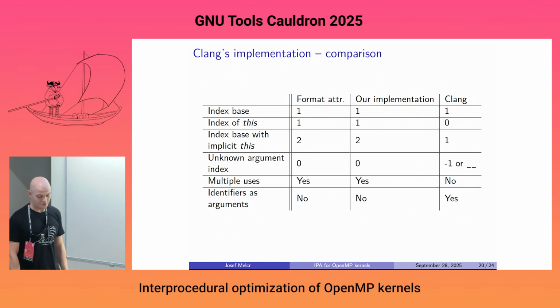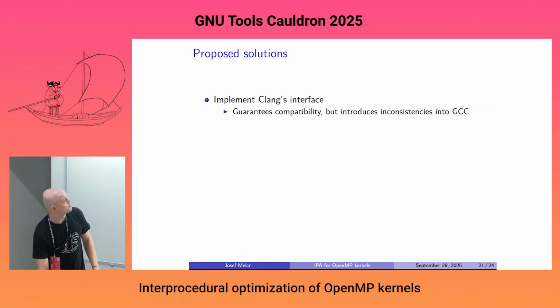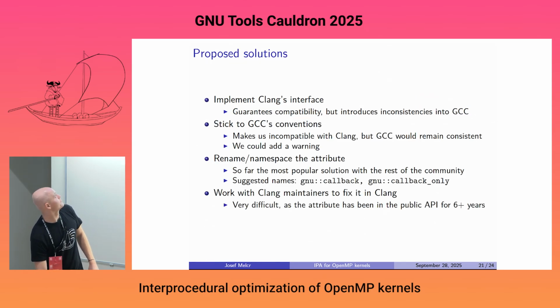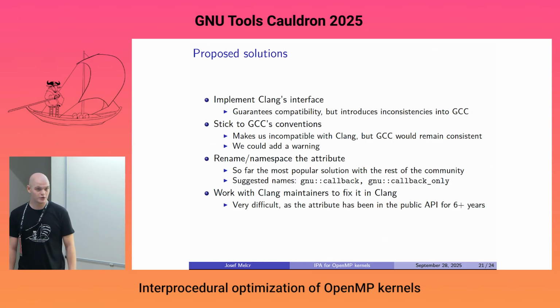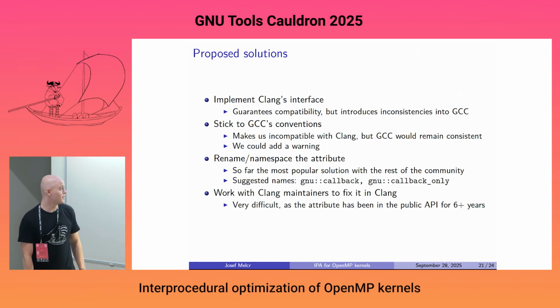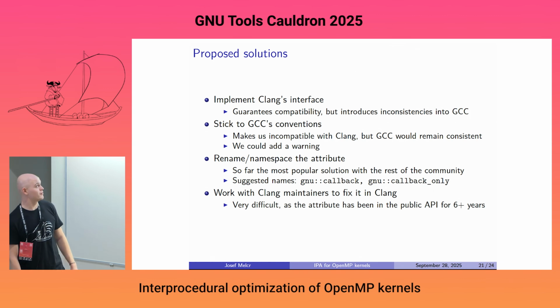But yeah, this is where I plan to propose some solutions on how to fix this discrepancy. However, that was solved yesterday at the IPA BOF, where it was agreed that we'll rename the attribute to callback_only, and that solves the issue.